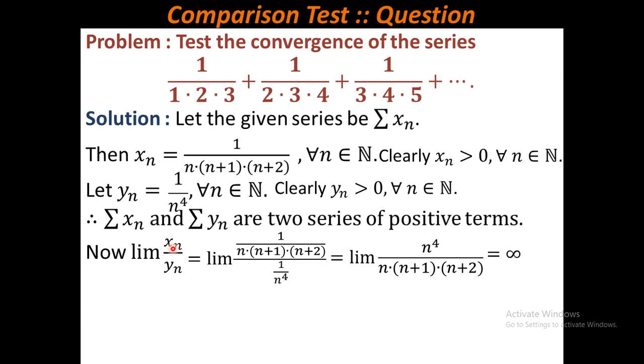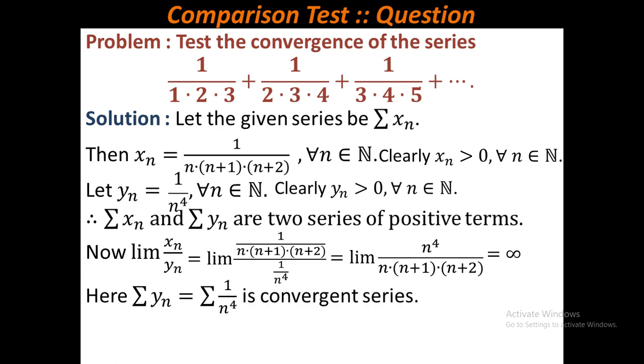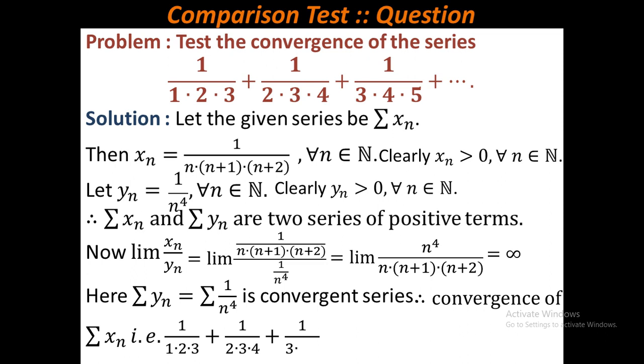But in the remaining cases, since this is smaller, when this is convergent, you cannot conclude about the nature of xn, and when this is divergent, you cannot conclude about the nature of yn. When yn is convergent, you cannot conclude about the nature of xn, because it is the smaller series. But here yn is a convergent series, because this is a p series with p equal to 4 greater than 1. So here the convergence of xn, that is the convergence of the given series, cannot be concluded.